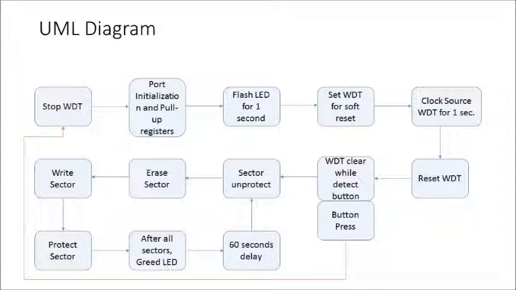This is the UML diagram, which clearly explains what the program is doing. It starts with stop WDT, which is halting the WDT at that point. Then we initialize the port and pull-up resistors. After that, we flash one LED for 1 second, which indicates the commencement of the code. Now we set the WDT as a soft reset and give it a clock for 1 second. After this 1 second, WDT is reset, and then we enter the sector writing.